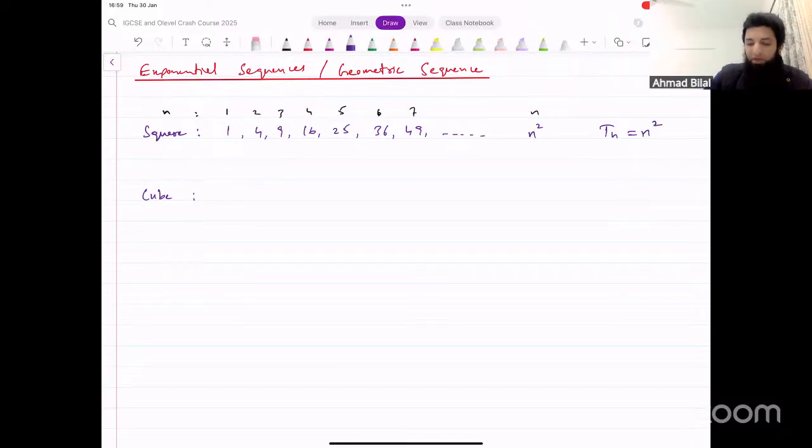Okay. Then you can have a cubic sequence. Again, you should remember the cubes. 1 and then 2 cubed is 8, 3 cubed is 27, 4 cubed is 64, 5 cubed is 125.